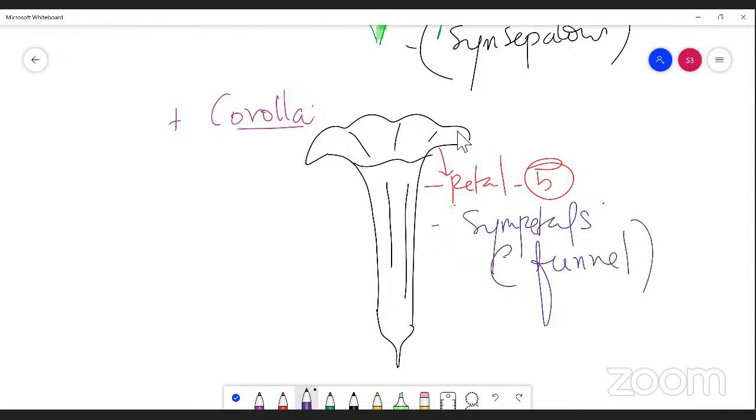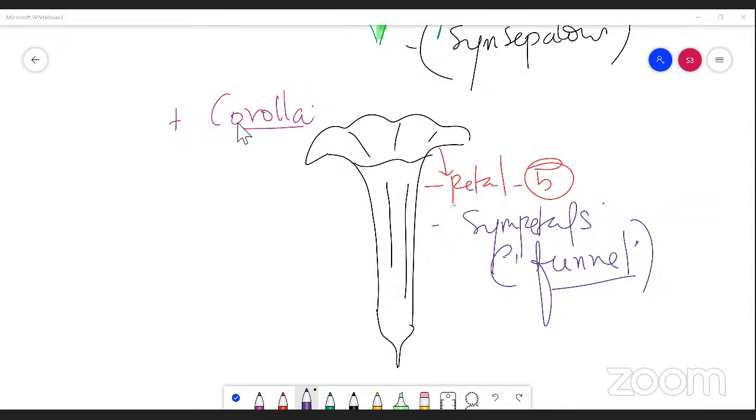Funnel shape. Have you seen a funnel anywhere? What is the shape of the petal? Funnel shape. Did you see a funnel? Yes, sir. Right. Actually, what is seen like a funnel shape here in the flower? The petals. There will be 5 petals, all the petals are joined, which is known as sympetalous, and it looks like a funnel, right?